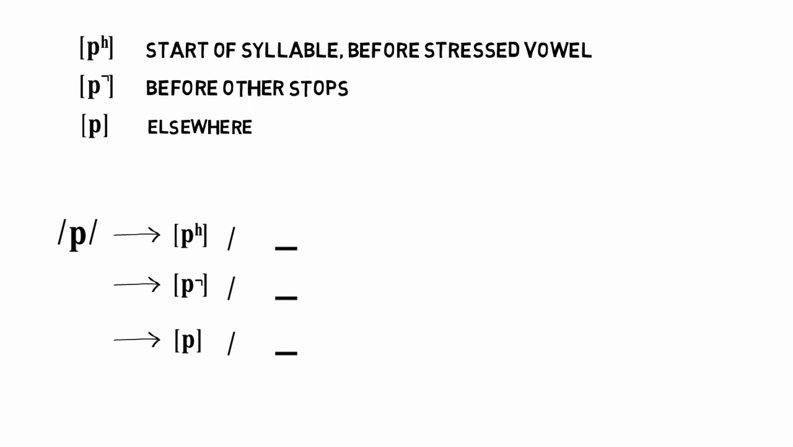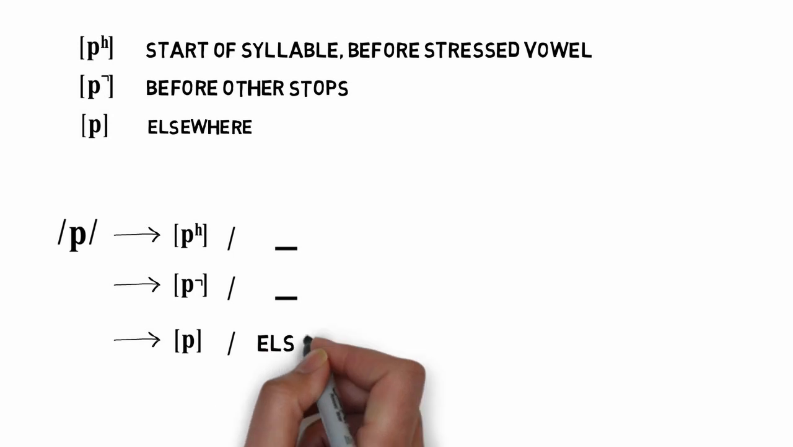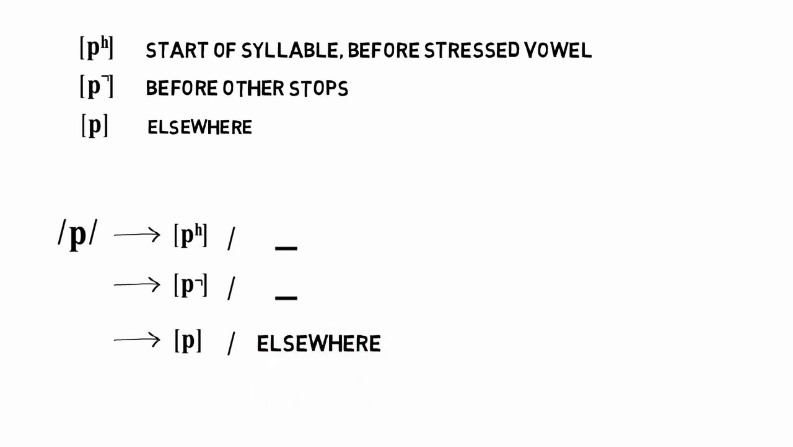Now, there is one of these that we've already decided is elsewhere. So let's start with that. The regular P is elsewhere, and so instead of an underscore there, we can replace that so that it's just arrow, bracket, P, bracket, slash, elsewhere.